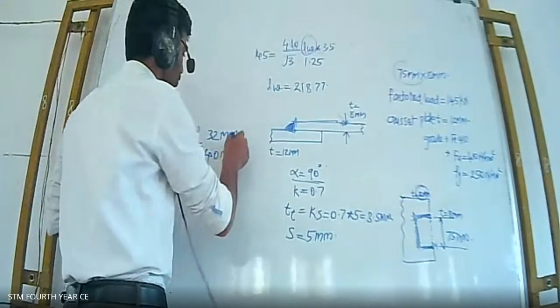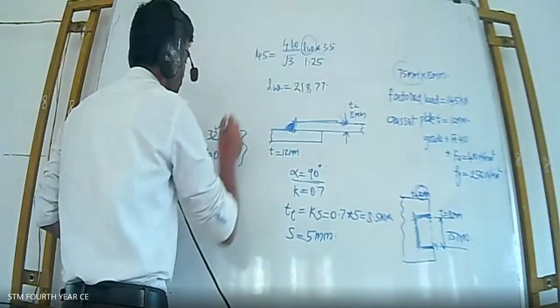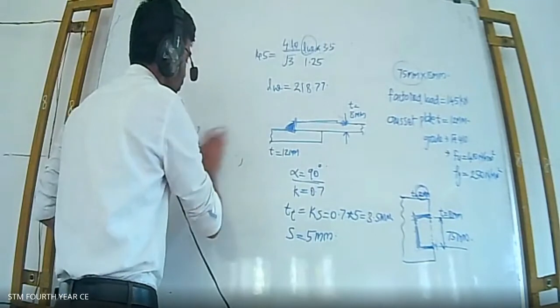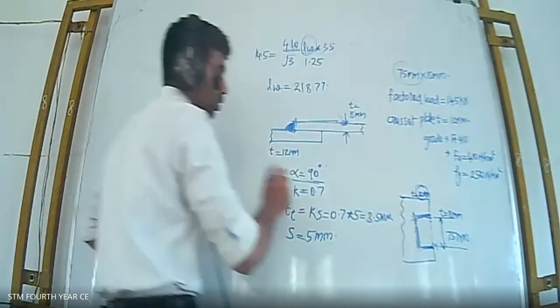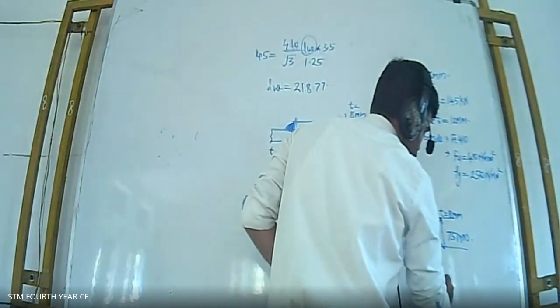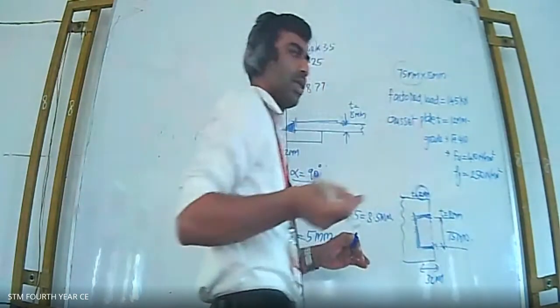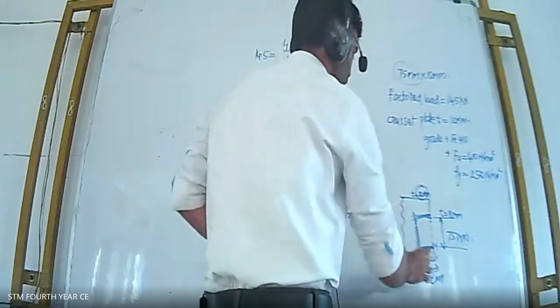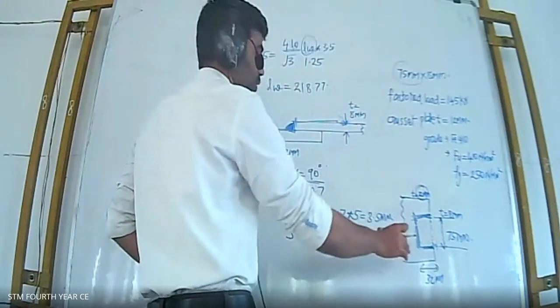So it will be 32 mm. So definitely here you have to provide at least 32 mm. Okay, at least 32 mm you have to provide. You can provide more than that also. Minimum value is 32 mm that you have to understand.